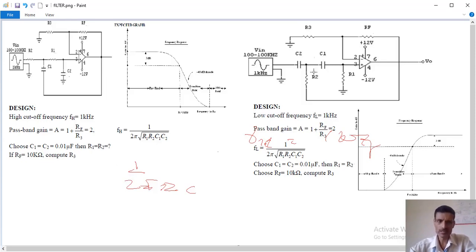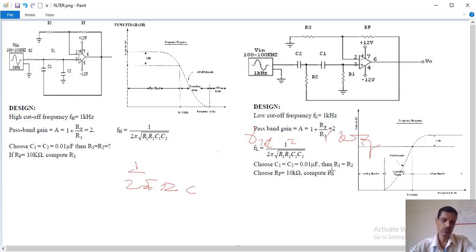In the high pass filter, just the capacitors and resistors are interchanged. Again, it's a two-stage active high pass filter which passes all the frequencies above the cutoff frequency. So the formula remains the same, 1 by 2 pi root of R1 R2 C1 C2. Assume C1 equal to C2 equal to C, and R1 equal to R2 equal to R, let us say. In that case again the formula remains the same, 1 by 2 pi RC, which we get for the cutoff frequency. Substitute C1 equal to C2 equal to 0.01, and we then assume that R1 is equal to R2.